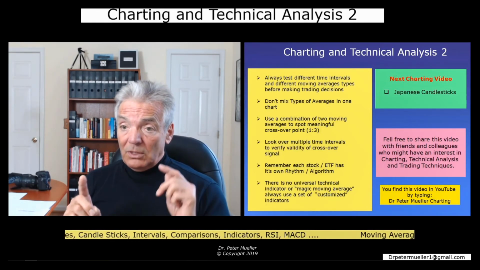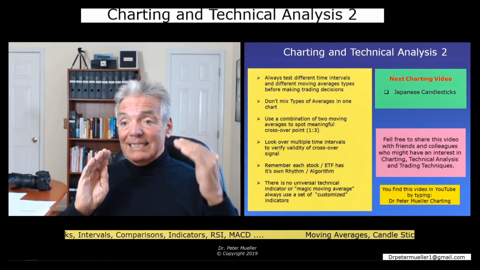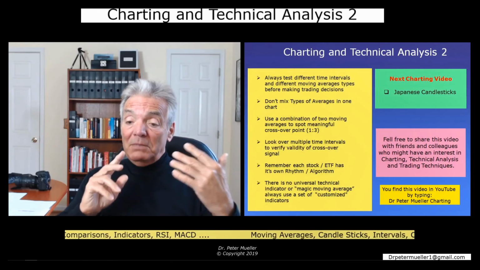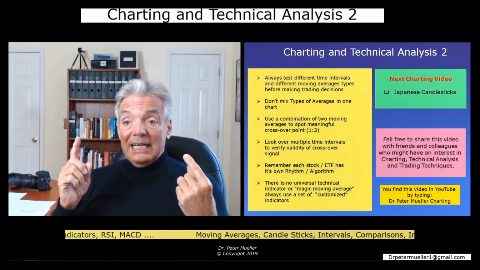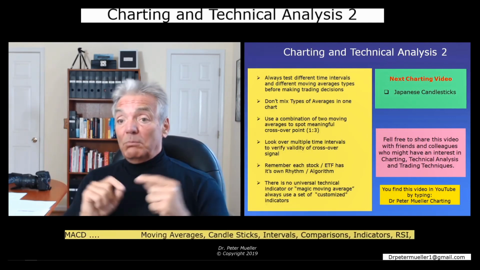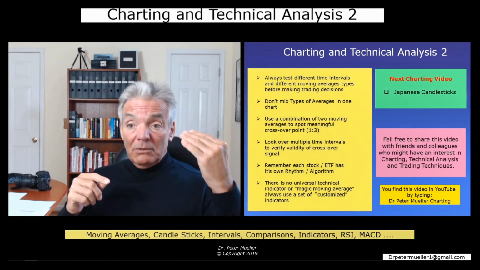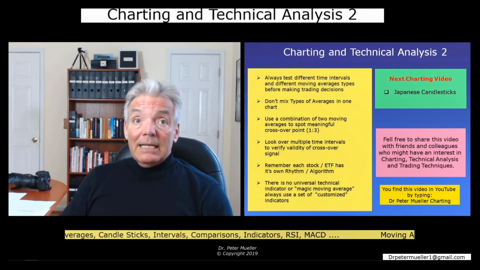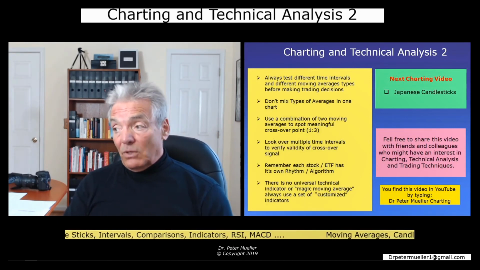Now, if you choose a short and a long one, my rule of thumb is the long one should include at least 3 times as many days as the short. Meaning, if I use a short moving average of 4 days, the long one should be at least 12. If I use 5 days as the short, 15 should be the long one as the minimum. Or I can go even higher to 4 times, using, for example, a 5-day moving average and a 20-day moving average. Now look over multiple time intervals to verify the validity of crossover signals.